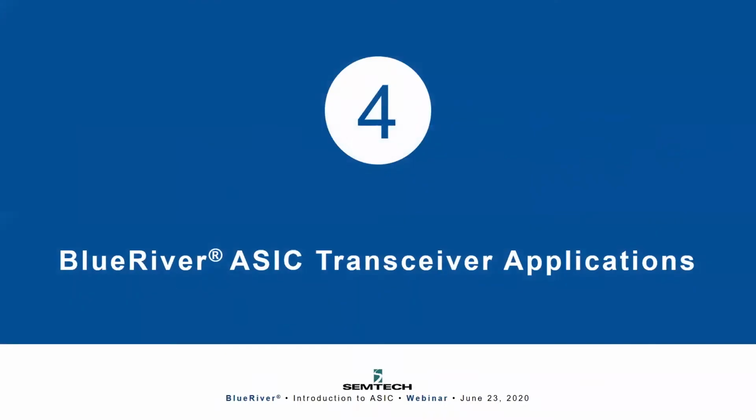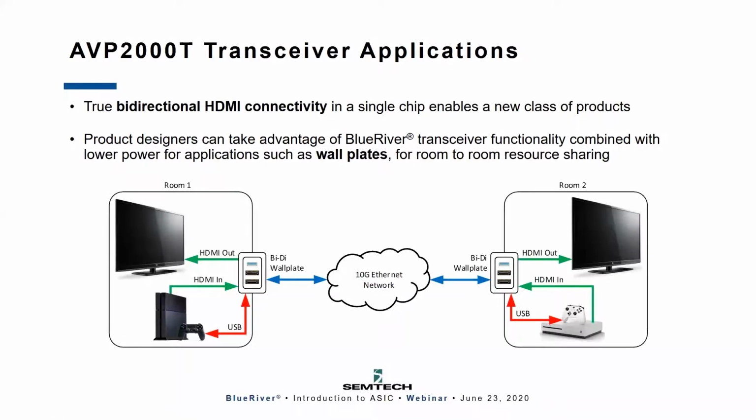Now let's look at what the transceiver functionality brings to the table. So with this true bidirectional HDMI connectivity, we can enable a whole new class of products. You can take advantage of this transceiver functionality combined by having the lower power to do things such as wall plates. And what I'm showing here is two different rooms and the ability to share resources between those rooms.